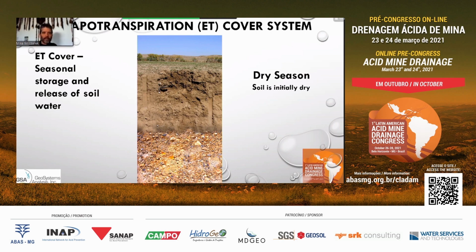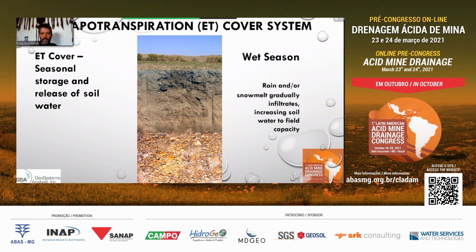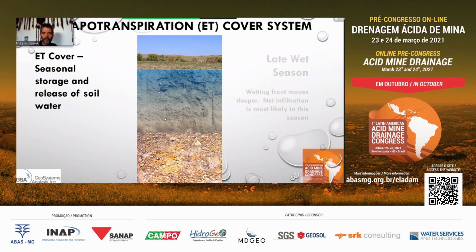And so the way ET cover systems work is they store water during the wet season, or the winter in this case, and then it gets used by vegetation later on in the season. So during the dry season, the soil is initially dry. In the wet season, you start to get rain and snowmelt that starts to fill the profile, and the soil is holding onto the water. In the later wet season, if you get enough precipitation, the water may actually go through and start going down into the waste.